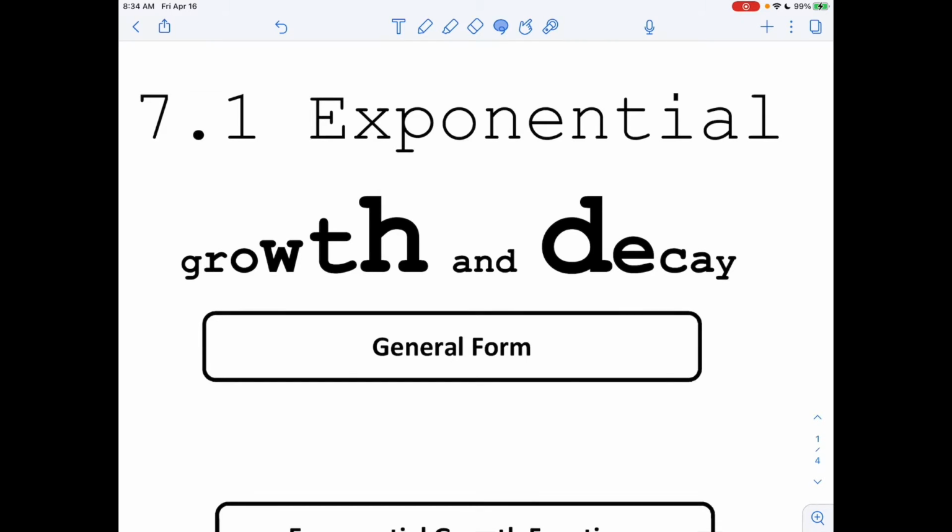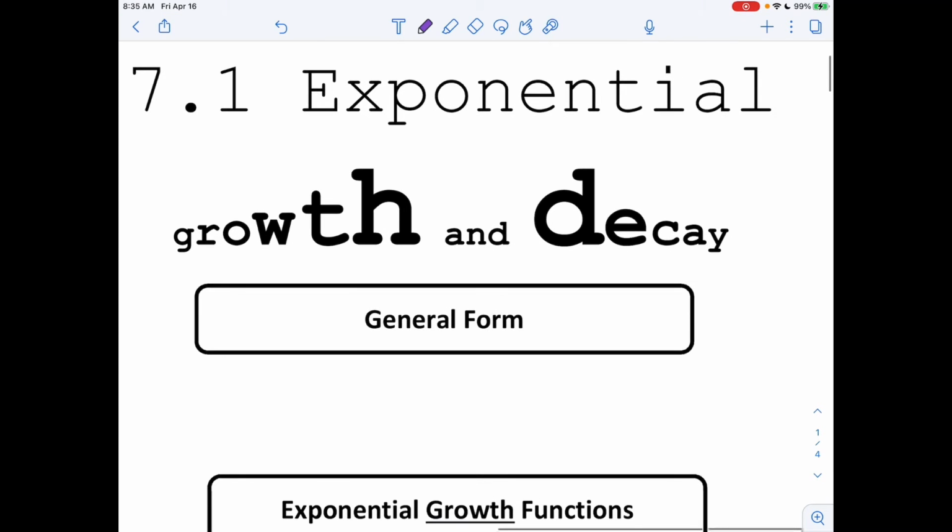Hi everyone, today we are going to start Chapter 7 with Lesson 7.1, Exponential Growth and Decay. So the first thing I want to do is introduce you to the general form of the equation, and then we will talk about some more specific forms that we will use and when to use those.